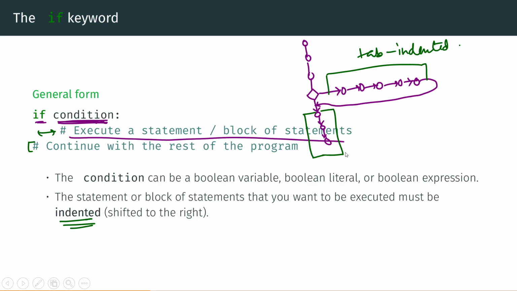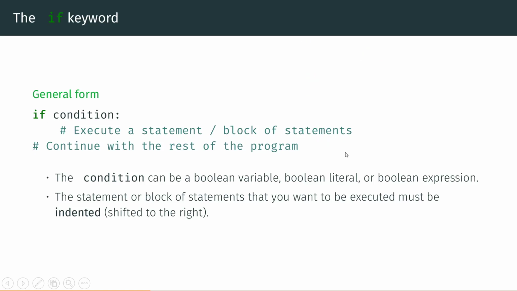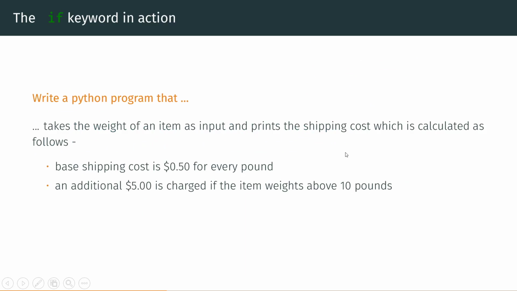So this general form would be clearer if we see the if keyword in action. Okay? And what we want to do is write a Python program that takes the weight of an item as input. So obviously this is a number, right? Weight is a number. So this is a numeric. It can be either an integer or a float. Let's say it's an integer, okay?